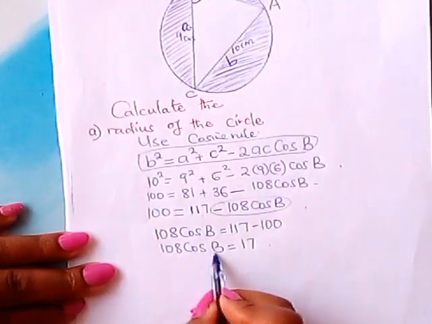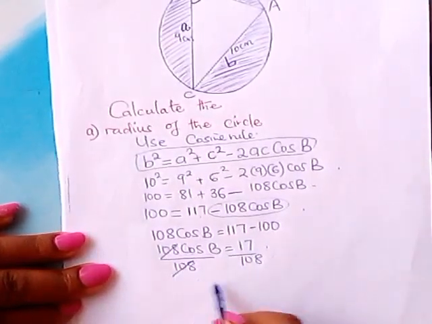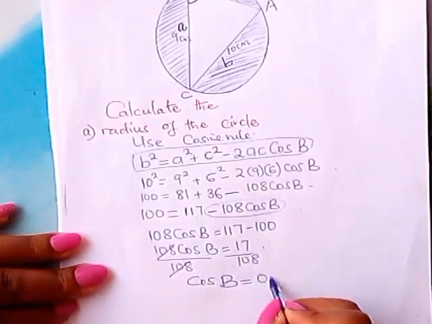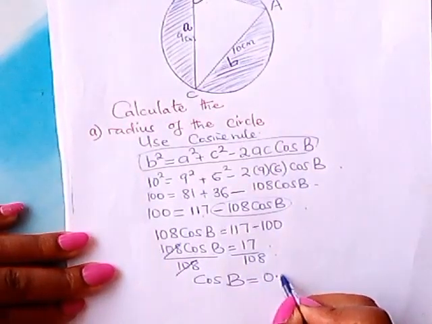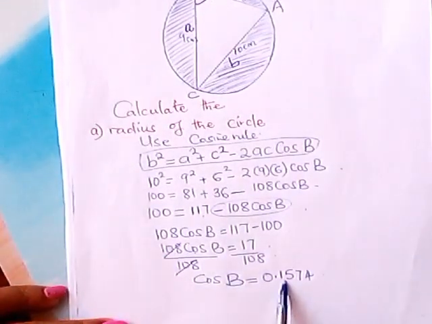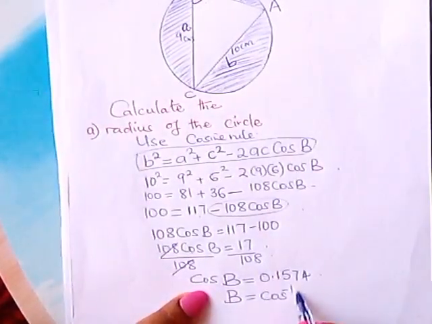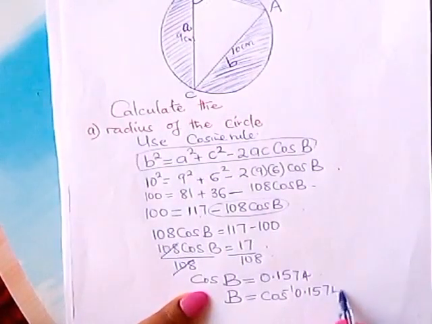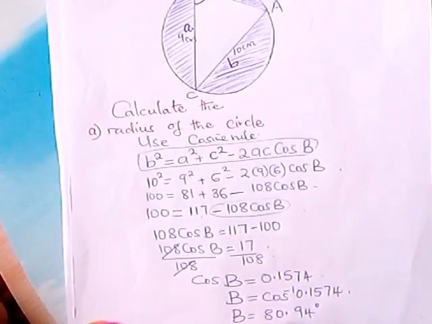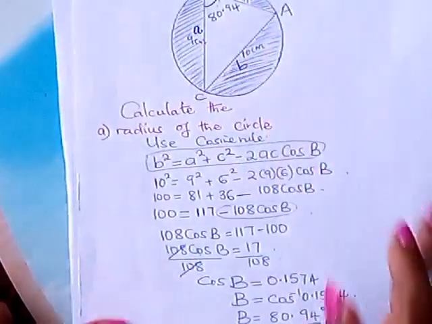So what is cos B? Divide by 108 on both sides. And so cos B is equal to 17 over 108. You use a calculator, you get 0.1574. Okay, cos B is equal to this. So what is angle B? We normally get cos inverse of this decimal from a calculator. And therefore from a calculator, you get 80.94 degrees. This is our angle. Fix it there.